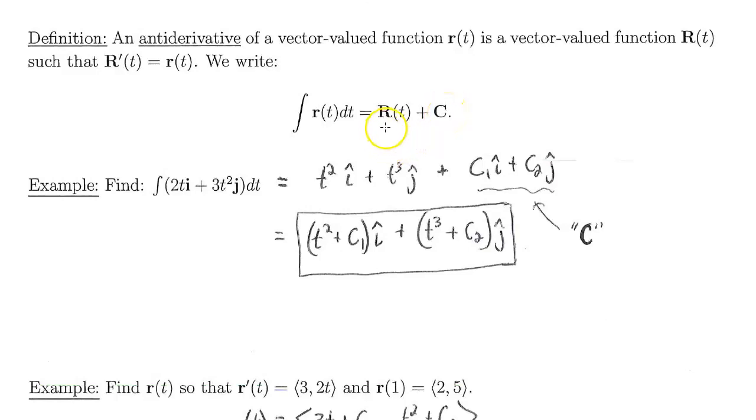In fact, it wouldn't even make sense to say a vector valued function here plus a number. You can't add a vector plus a number. It would have to be a vector plus a vector. So the c is really like a c1 i plus a c2 j.